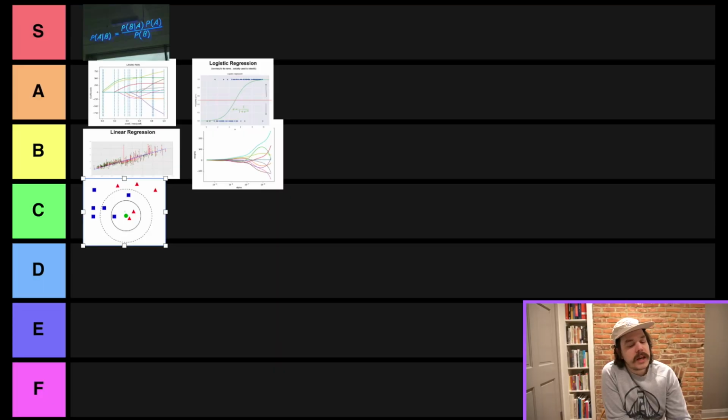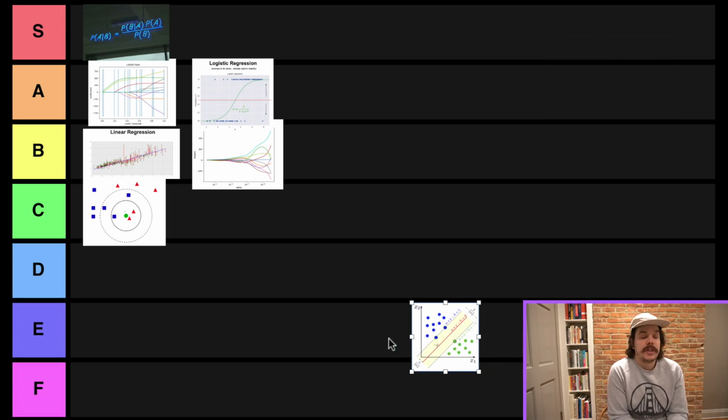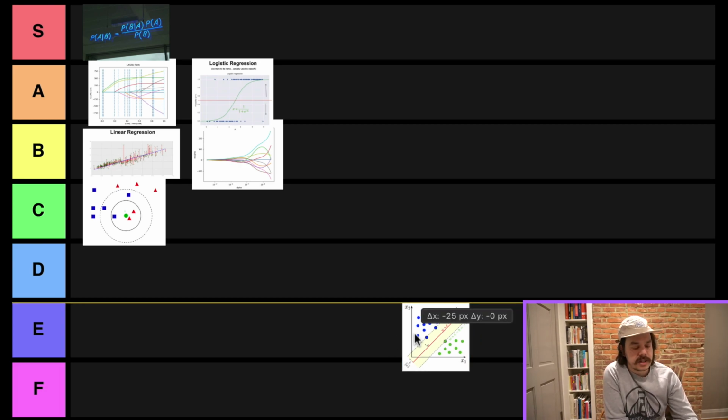Up next, we have a 90s favorite, the support vector machine. Support vector machine is this really nice, mathematically elegant and beautiful solution. It's a maximum margin classifier. If you look at this image here, it asks, what line can I draw through my feature space that maximally separates both of these classes? So in theory, it gives you this idealized decision boundary.